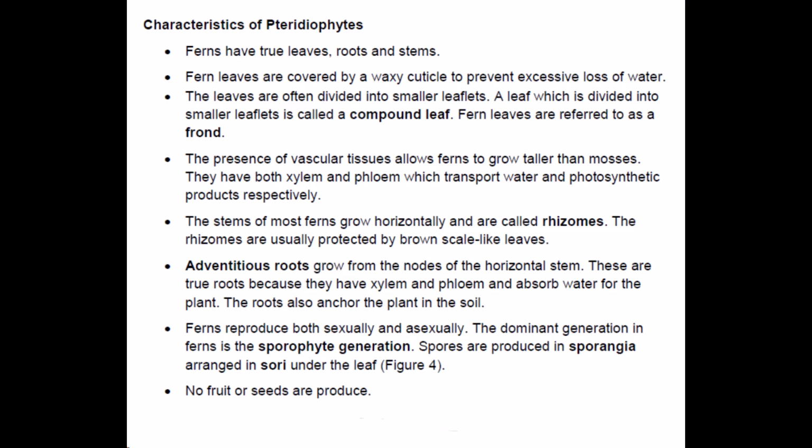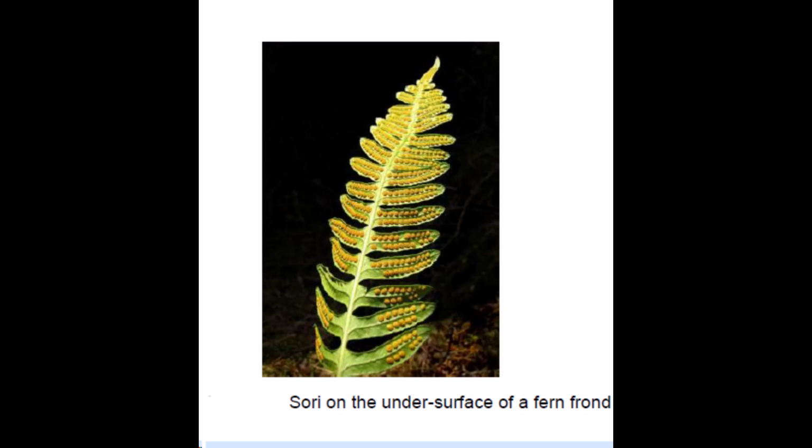Exactly. They've also evolved fronds, which are their leaves, rhizomes, which are underground stems, and adventitious roots. They're definitely a step up in complexity. But they still rely on spores for reproduction, just like bryophytes, right? Right. And they have those interesting structures called sori on the undersides of their fronds. They're clusters of sporangia, which produce and release the spores.